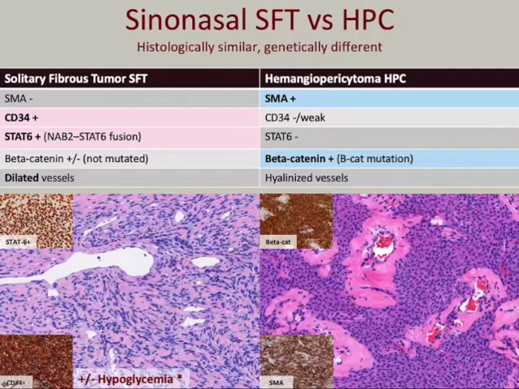The histologic difference can be subtle, especially if you have a more cellular SFT. In this case, the SFT is a little more stromal collagen rich. Usually the vessels are thin-walled and dilated on the left, and usually they're more hyalinized in the HPC, GPC on the right, but the stains should be able to differentiate. Both can be locally aggressive and present multiple recurrences. Just continue local treatment.